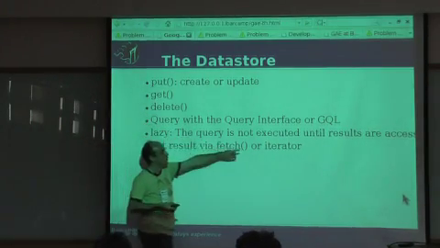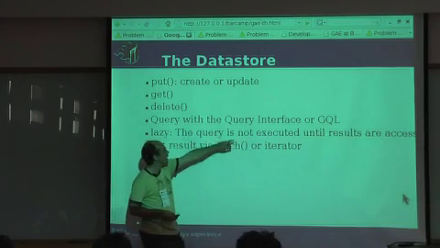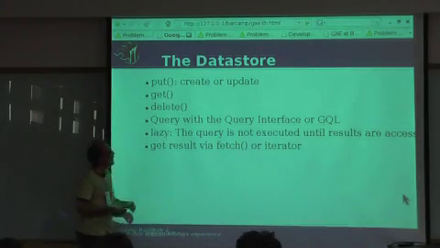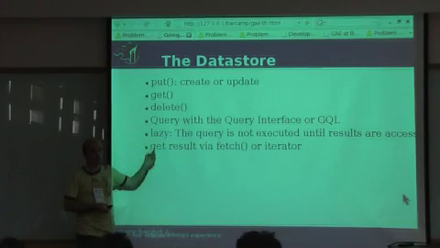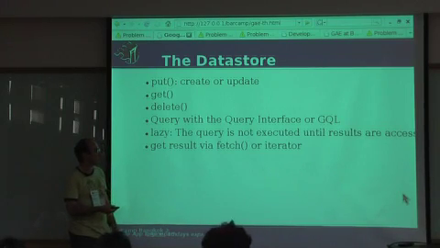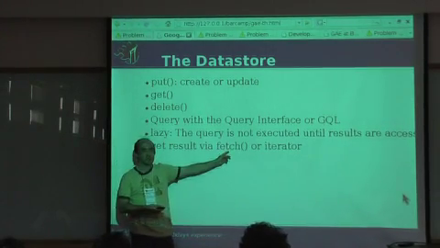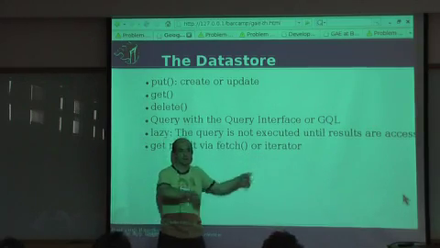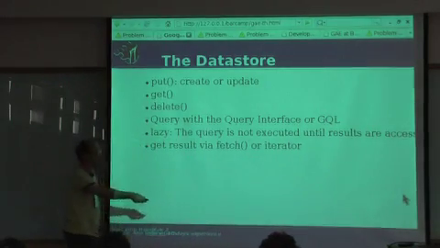Like I was telling you, you have GQL, which is SQL-like, or you have a query interface. It's lazy, meaning if you do a query and you don't access the result, it won't run the query. You just wait until you access it. You can fetch, meaning you will get everything, or you can iterate, meaning you will have to do a loop over it.